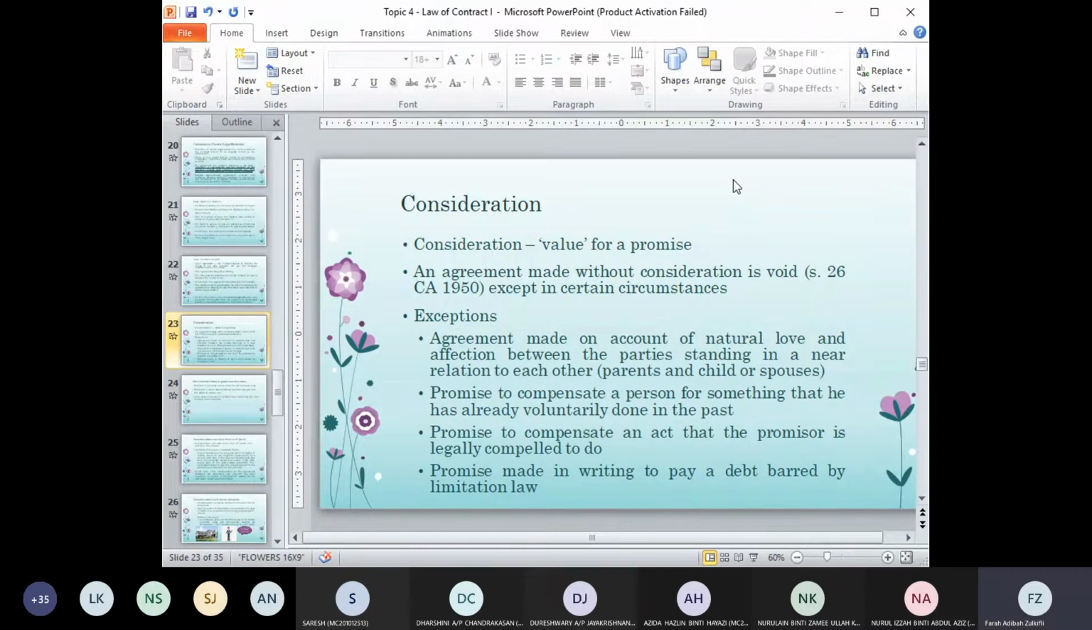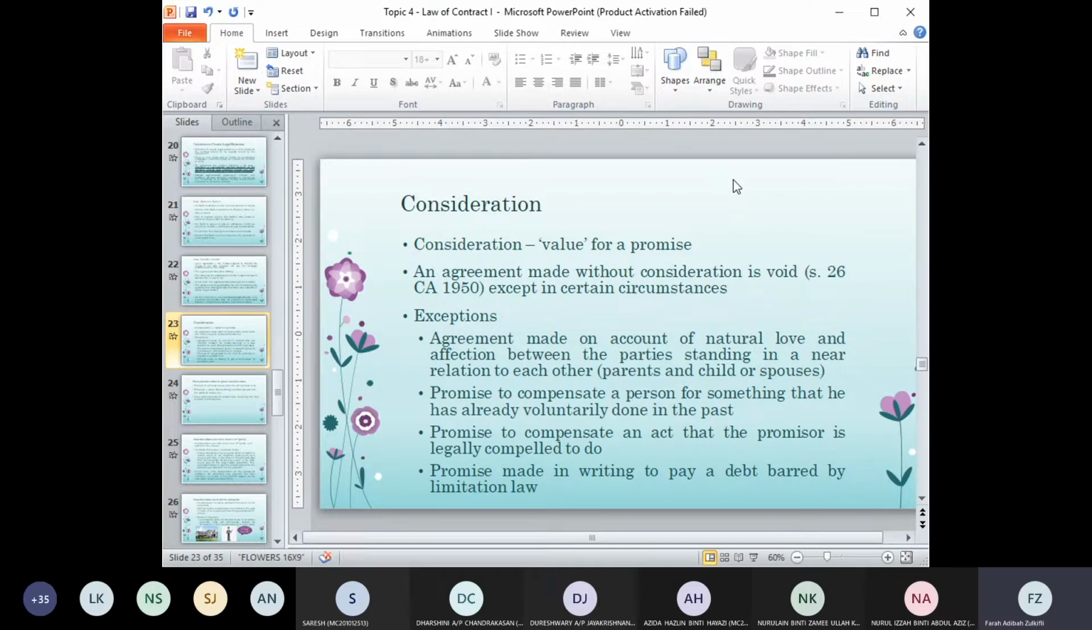Okay, so after you have promised that person that you will give that person 50,000 ringgit for saving his life, if you did not pay the 50,000 ringgit to the person, that person can sue you because it falls under the second exception. Promise to compensate a person for something that he has already voluntarily done in the past. That person has voluntarily saved you, but you already promised to compensate that person. So when you have already promised to compensate a person, you have to fulfill your promise. You have to pay that person for what you have already promised him. So that is the second exception.